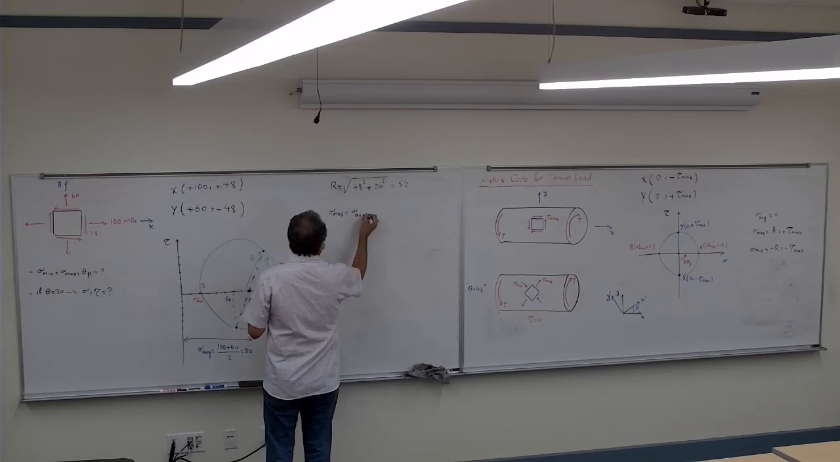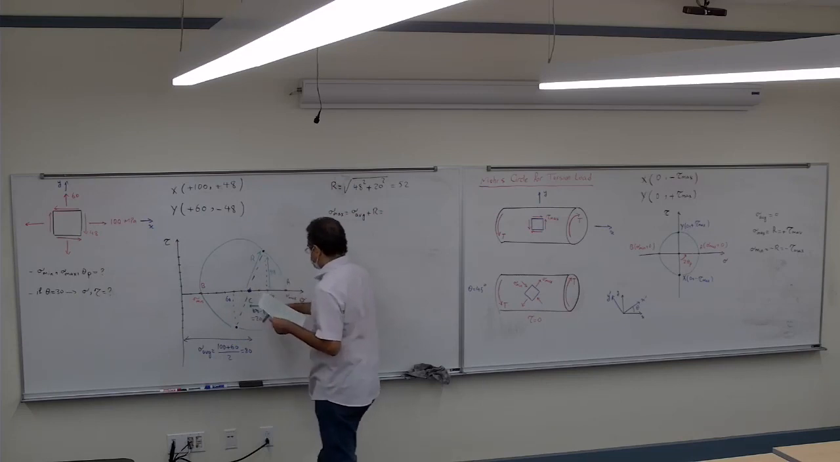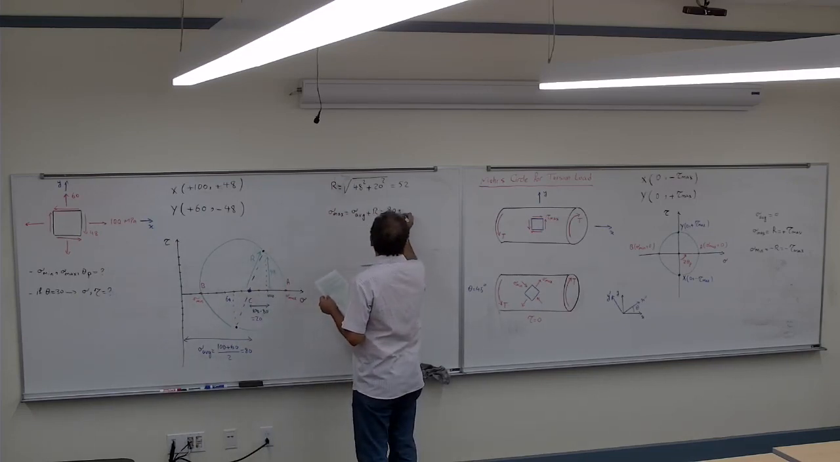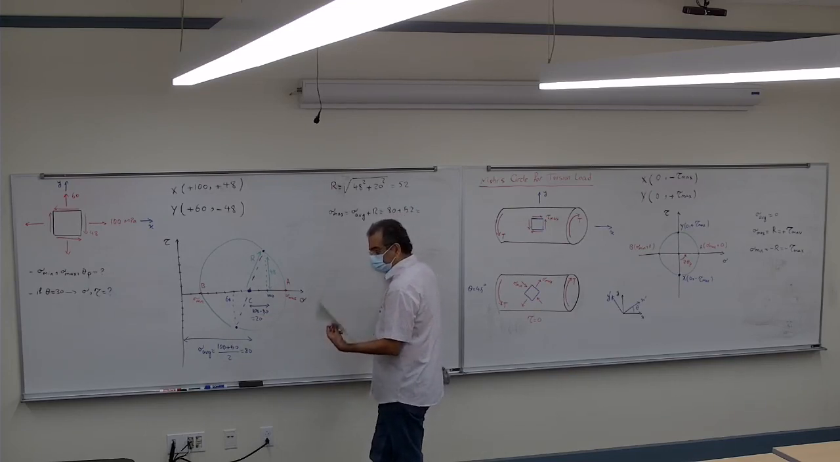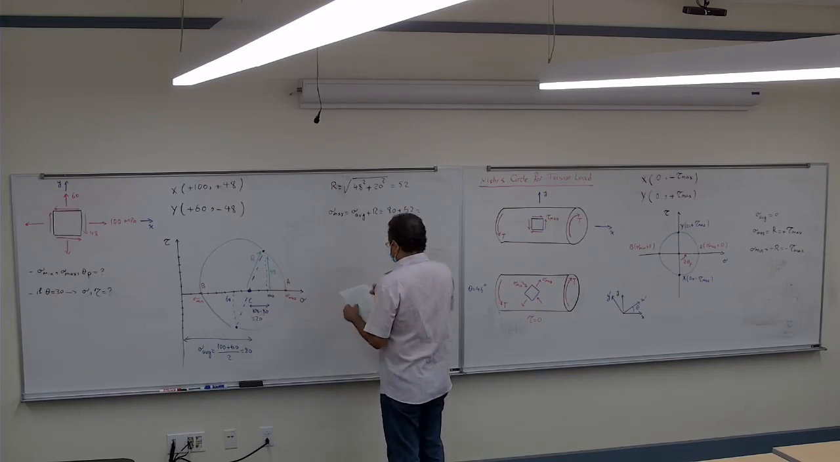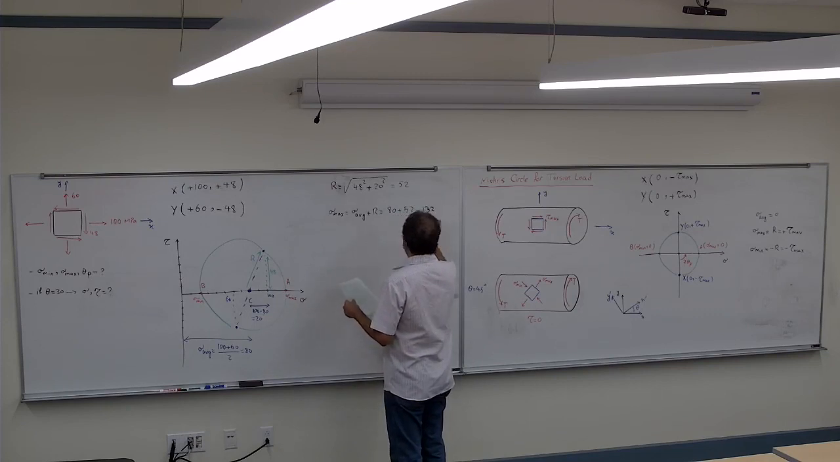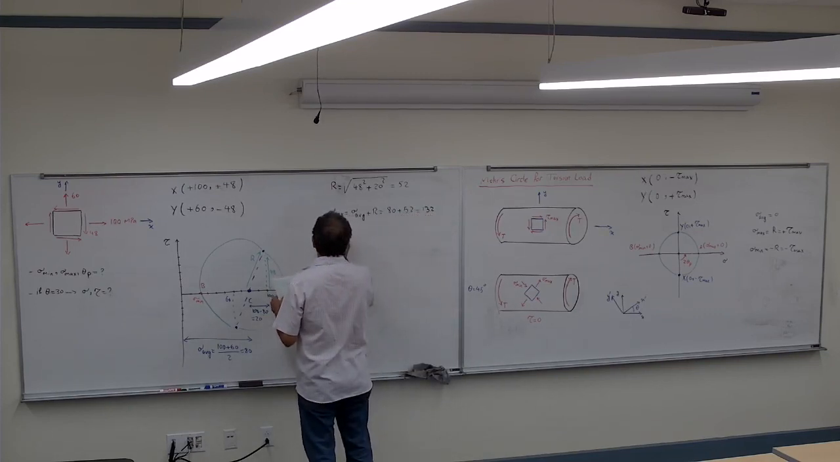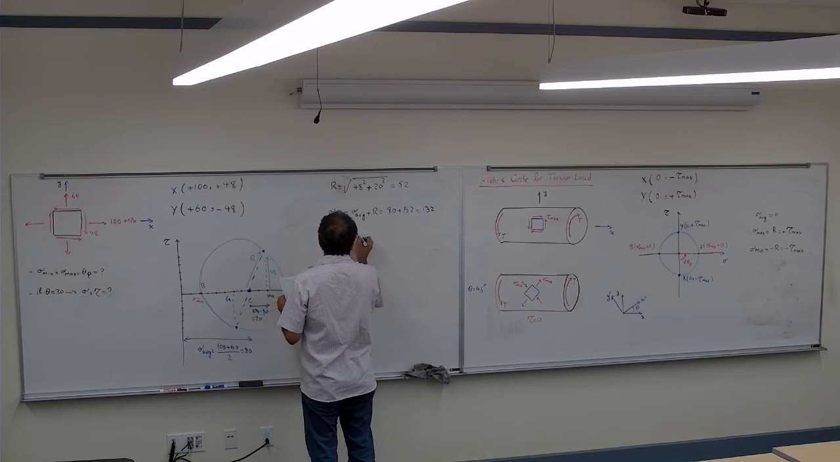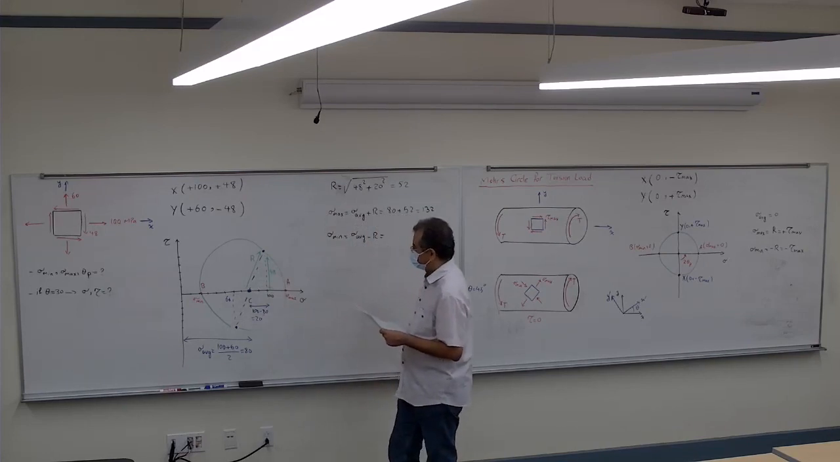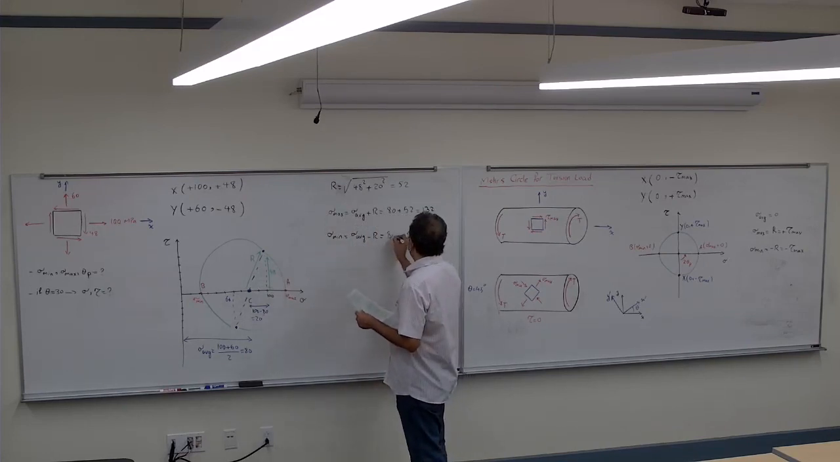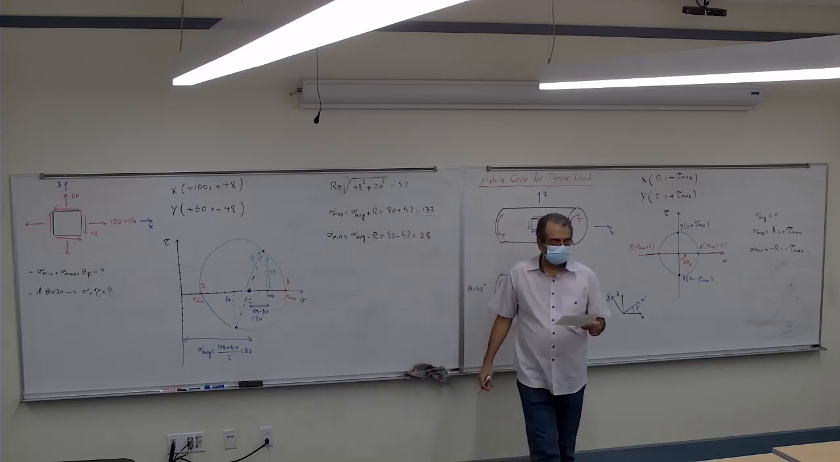Sigma average plus R, which is going to be 80 plus 52. So I did the math, it comes out as 132. And the sigma min, sigma average minus R, correct? It's going to be 80 minus 52, which becomes 28. Got that?